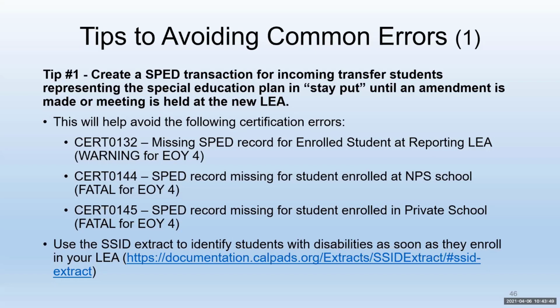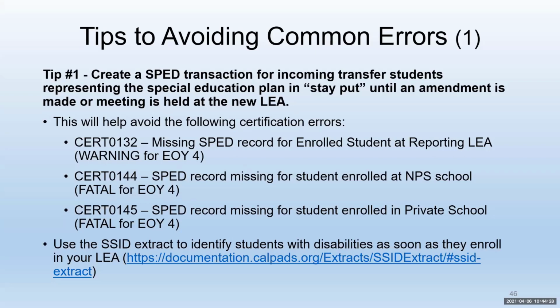Remember that the plan that student is on, if they were an active student with an active IEP, isn't stay put until either you make an amendment to that plan or a new meeting is held by the new LEA. So if you make that adoption of the prior district's plan when the student enters your district, you can help avoid CERT132. CERT132 is going to be a warning for end of year 4, but if you do not take care of that warning, it's going to come back to bite you in fall.